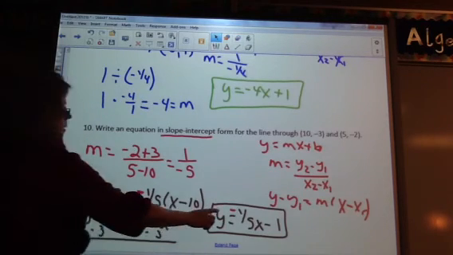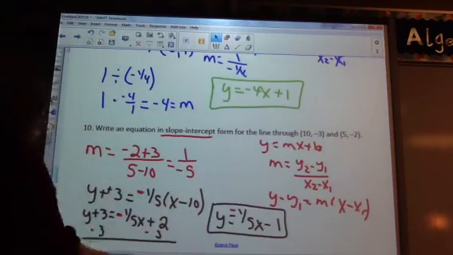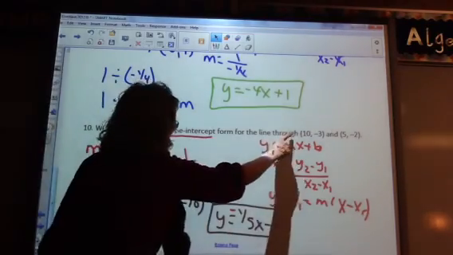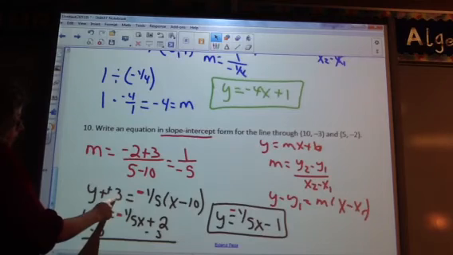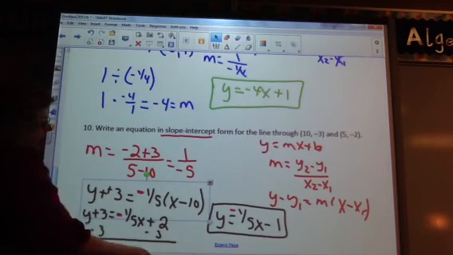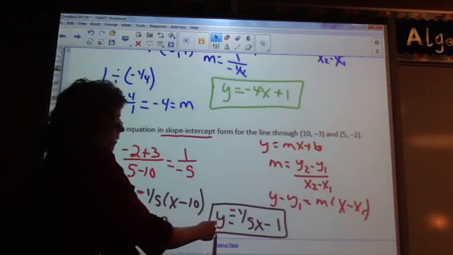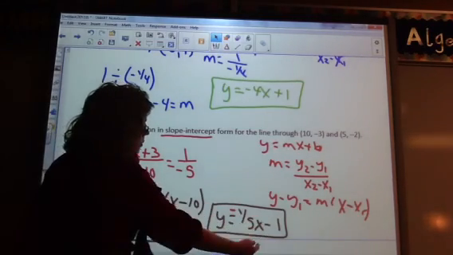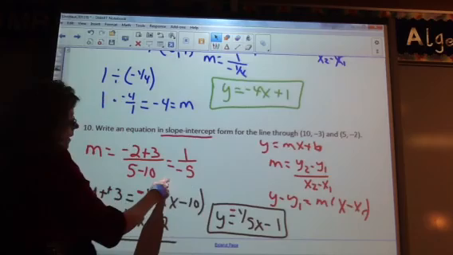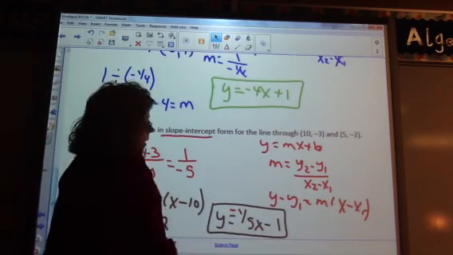Okay, my slope is negative 1/5. I use my first point here, substitute into my point slope formula, isolate my variable y. Therefore, I have, in slope-intercept form, y equals negative 1/5 x minus 1. Negative 1/5 is my slope, negative 1 is my y-intercept.